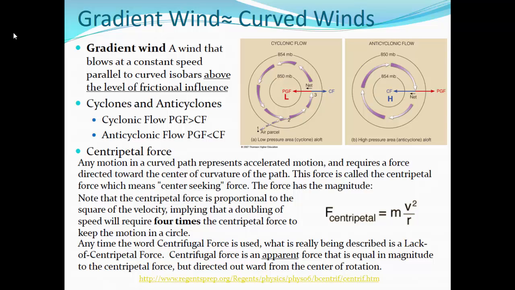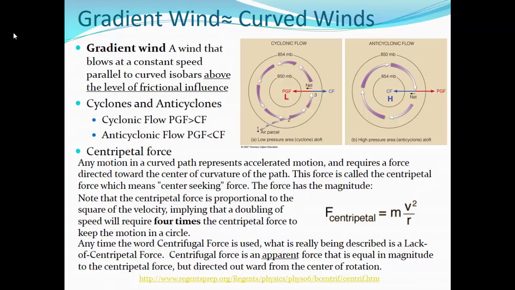The centripetal force is proportional to the square of the velocity, implying that a doubling of speed will require 4 times the centripetal force to keep the motion in a circle. And think about that. If you're going around a turn in a car, what is the centripetal force? It's the force that's keeping the car going around the curve. In this case, it's literally the tires being in contact with the asphalt. That's the force allowing the car to go around that curve. If you double your speed, you're far more likely to slide off the road and into the ditch because the centripetal force has to be 4 times greater to hold that car on that curved path.